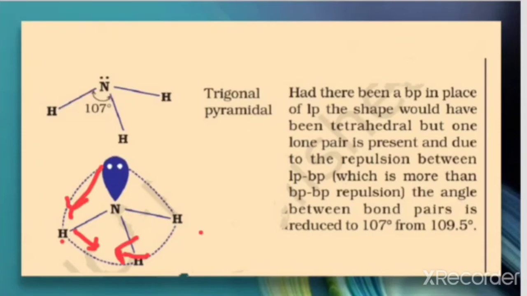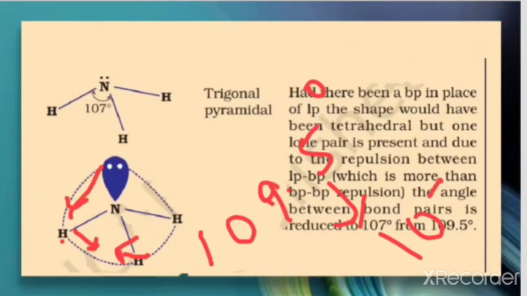So the angle gets reduced from 109.5 degrees to 107 degrees because of the greater repulsion between the lone pair and bond pair than between bond pairs. In simple words, its angle is not 109.5 degrees as we would expect for tetrahedral geometry. Its angle is reduced to 107 degrees because of the greater lone pair bond pair repulsion than the bond pair repulsion.